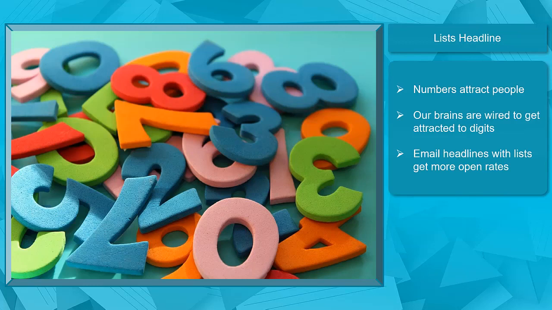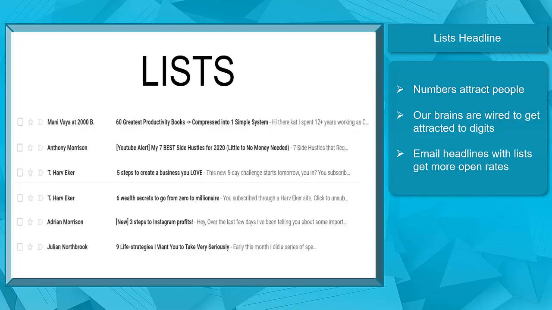Lists headline. Numbers attract people's attention. People are naturally drawn to digits. If you include numbers or lists, like what you see in blogs, people who see numbers on subject emails are more likely to open your email.